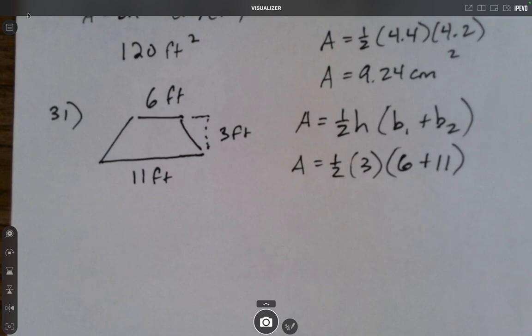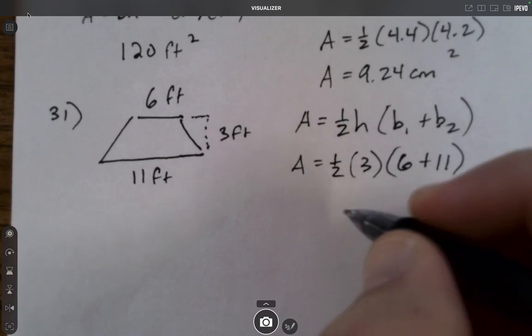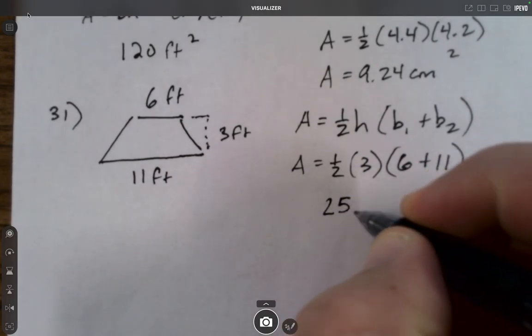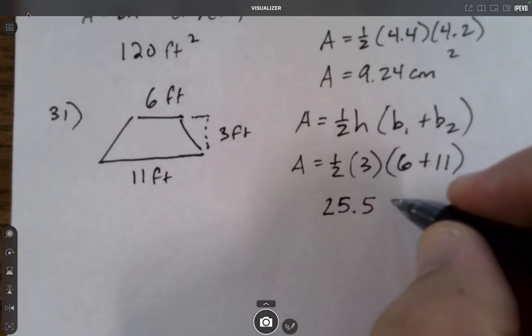1/2 times 3 times 6 plus 11. Let's see, I can do this. 17 times 3 is 51. 1/2 of 51 is 25.5. So the area of the trapezoid is 25.5 square feet.